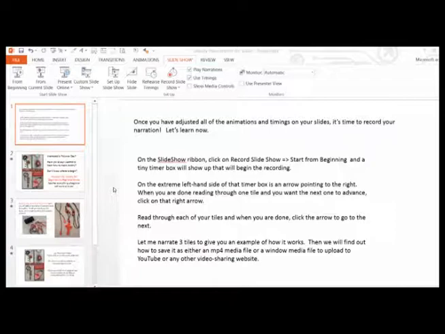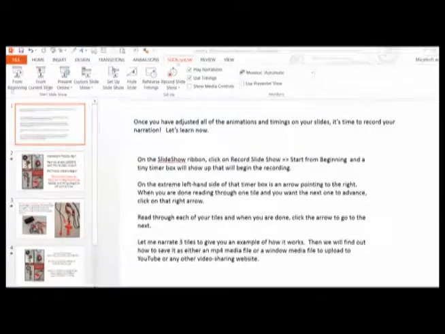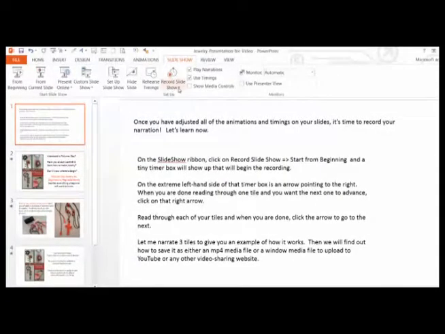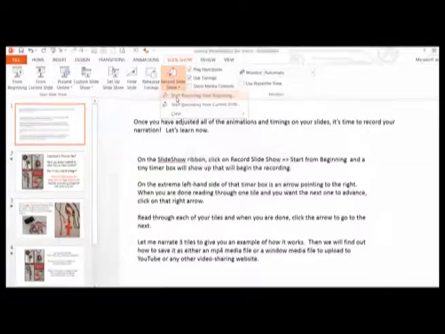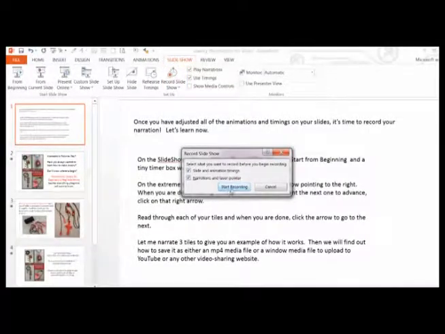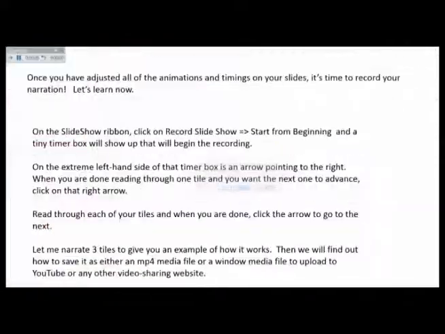Once you have adjusted all of the animations and timings on your slides, it's time to record the narration, and let's learn how. On the slideshow ribbon here, you're going to click on Record Slideshow. Make sure you click on the drop-down list and choose Start Recording from the beginning. And you'll have to click once again to choose these settings, Start Recording.